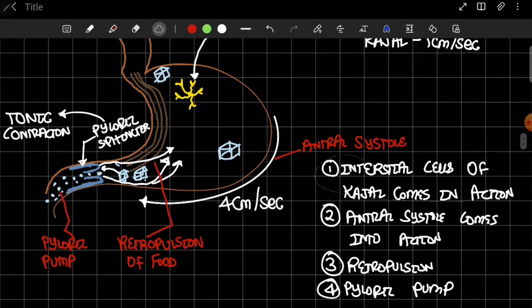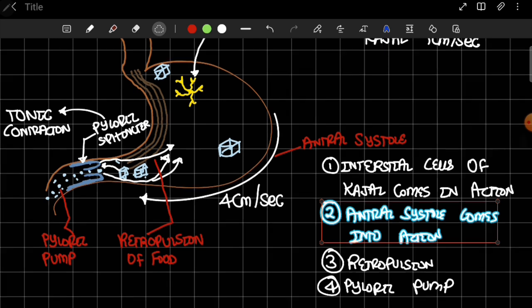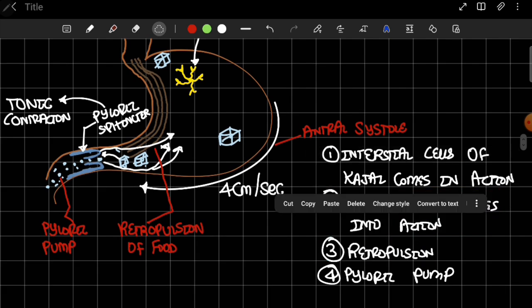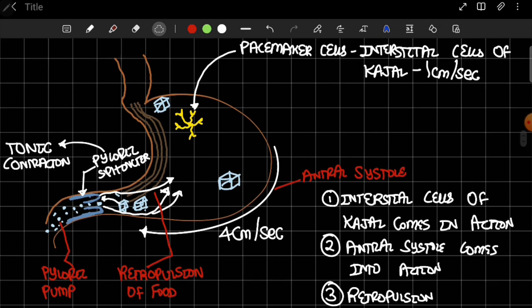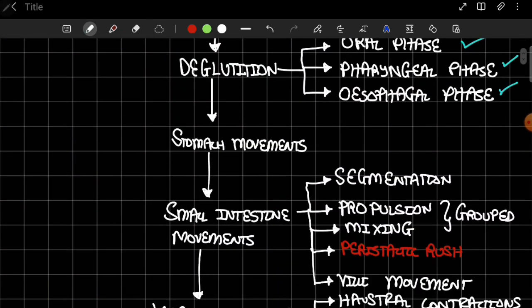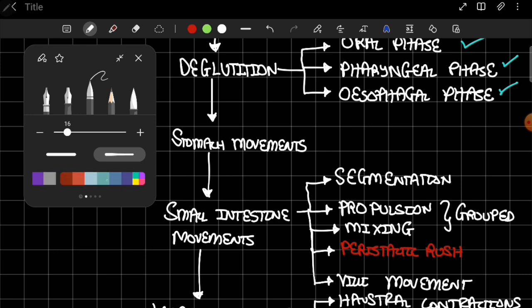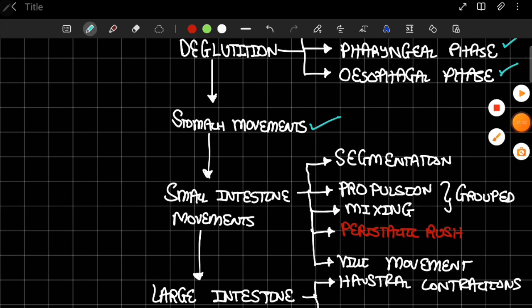So at the first, interstitial cells of Kajal at 1 centimeter per second, the antral systole comes into action in the antral region at 4 centimeter per second, the retropulsion of food due to the pyloric sphincter tonic contraction, and the pyloric pump simultaneously with retropulsion, which pumps the food into the duodenum. This was all about stomach movements. So we have completed the stomach movements. Now we will head to small intestine movement.